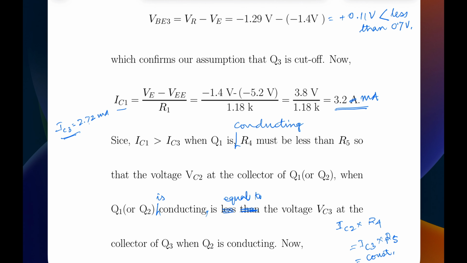Since the potential at the collector of transistor Q1 or Q2 when it is conducting must be equal to the potential at the collector of transistor Q3 when it is conducting, we must have IC2 into R4 equal to IC3 into R5, and this must be a constant. So if IC3 is less than IC2, it is obvious that R4 must be greater than R5.